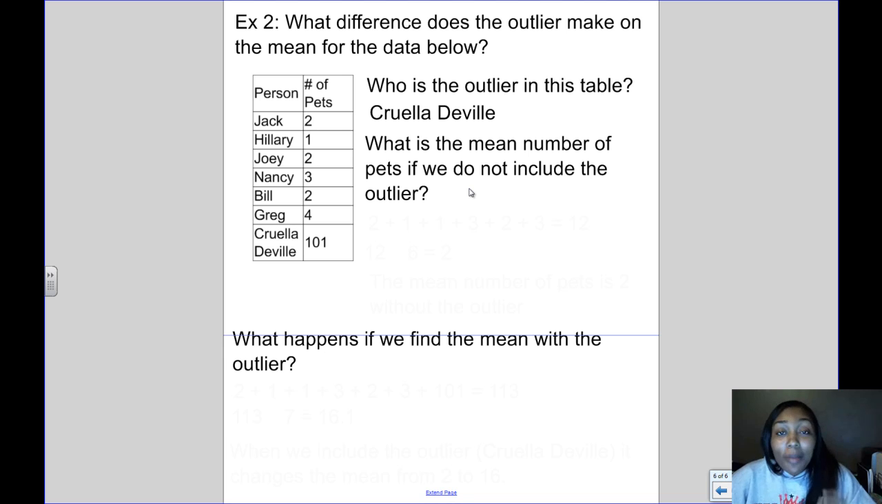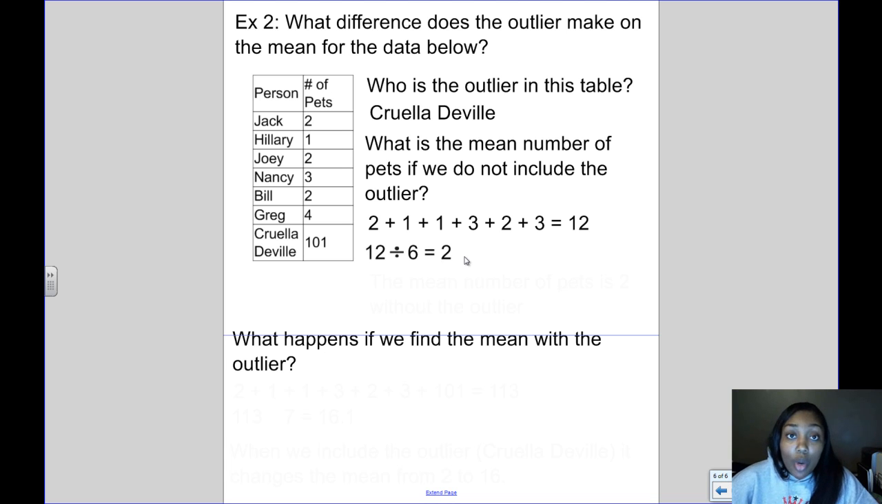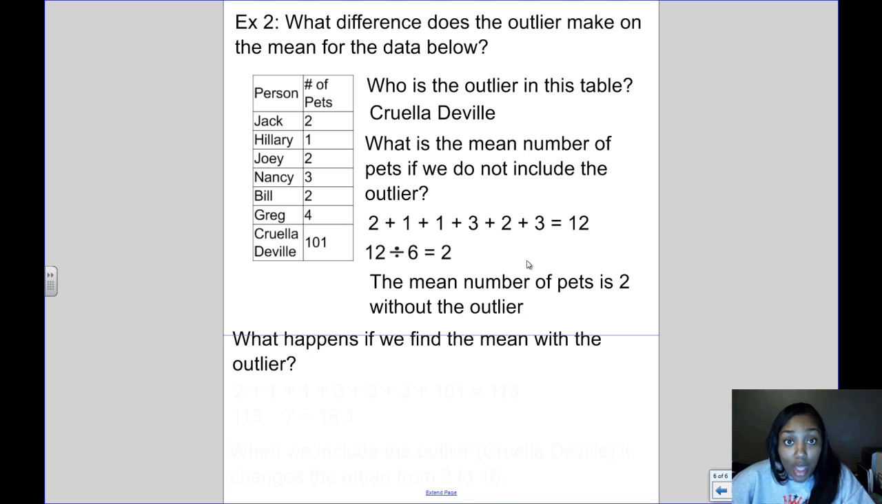Anyway, what is the mean number of pets if we do not include the outlier? If we were to just take Cruella DeVille out of the table and just look at Jack through Greg, what would the mean number of pets be? First we'd add up Jack and Hillary and Joey and Nancy and Bill and Greg, and we would get 12. That is 6 people, so we would take that 12 and divide it by 6, which means that the mean number of pets would be 2 without the outlier. So if we were to even it out, everyone would have 2 pets. And that's close to what everyone else has, so we would say that would be a pretty accurate average.